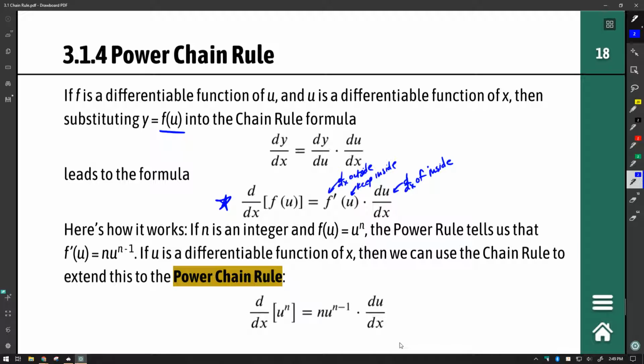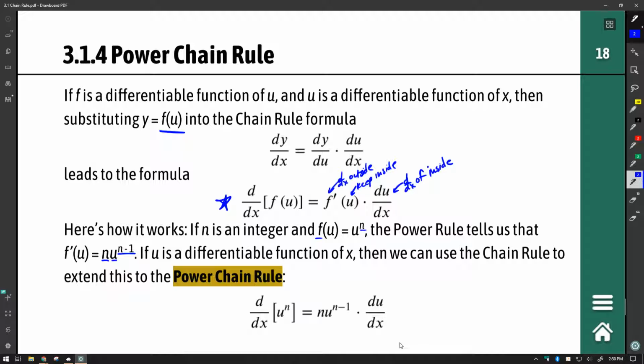But thinking of the chain rule that way allows us to generalize the chain rule into a situation where the outside function f looks like a power rule function. It looks like a polynomial of u, the inside function, raised to n, an integer power. So if that's the case, then the derivative of f of u would be n to the front times u, now to the power of n minus 1.